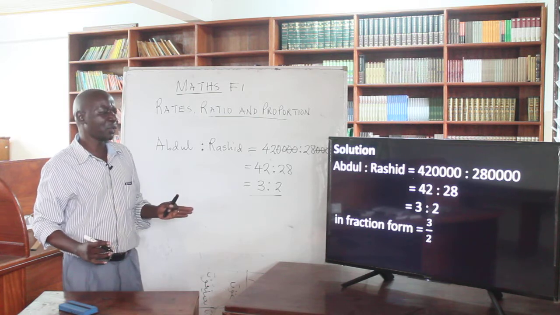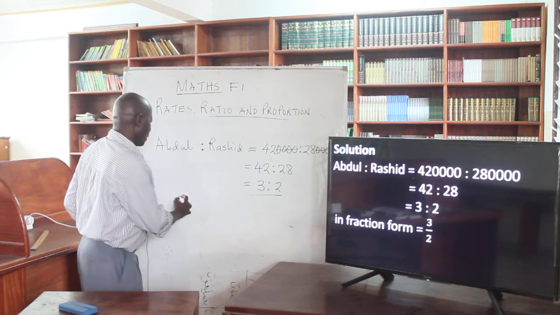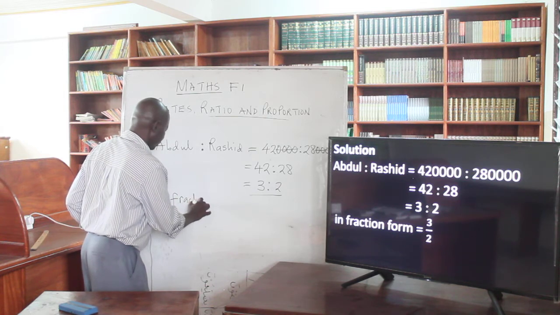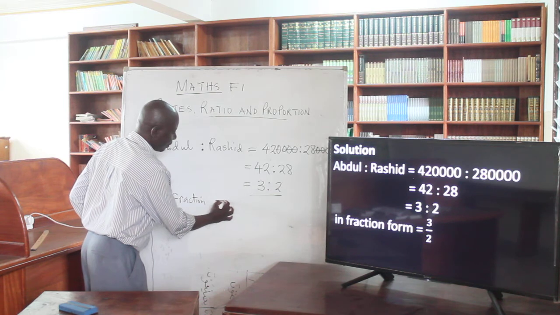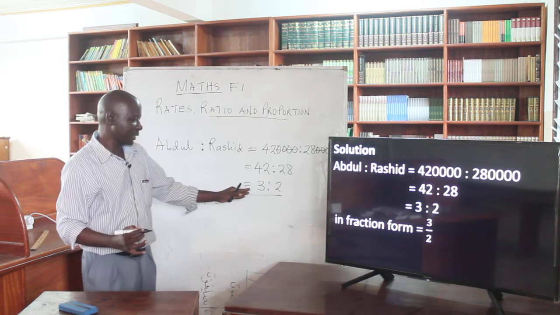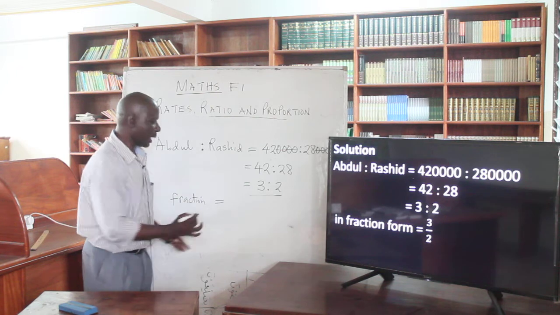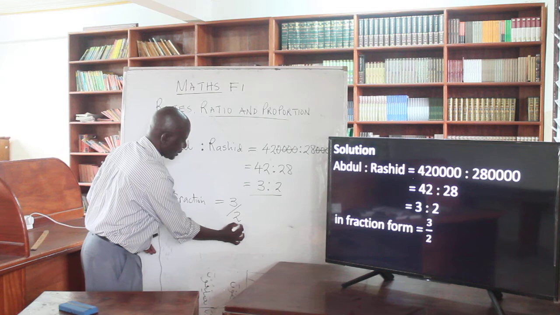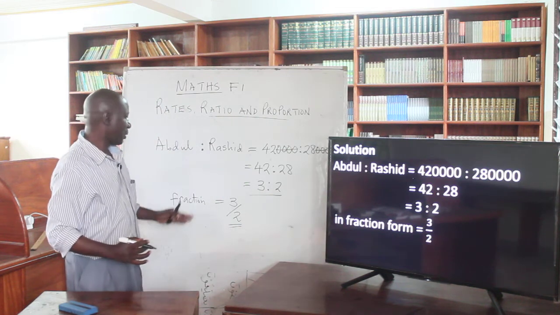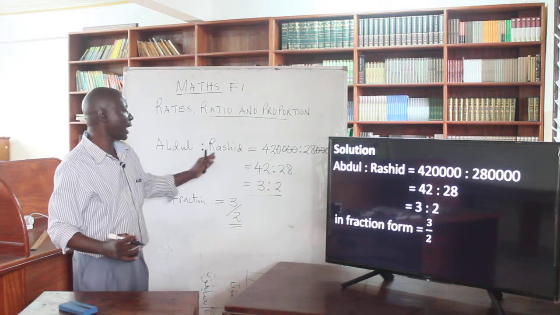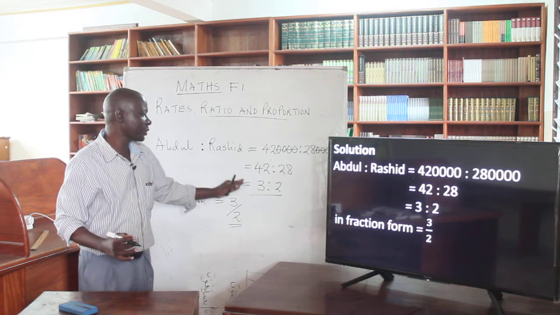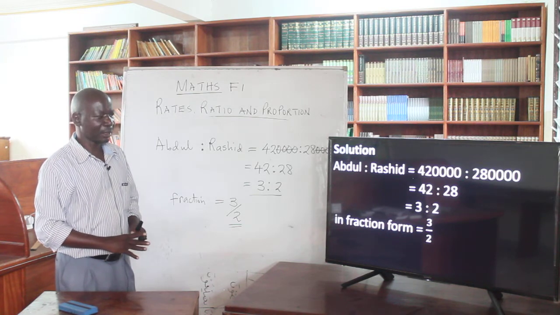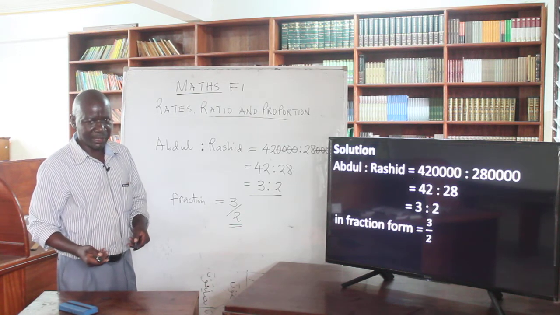We can put that ratio in terms of a fraction. In fraction form, the first digit becomes the numerator, so it will be 3, over the second digit. That is how we put it in fraction. We cannot say Abdul to Rashid in terms of a fraction and start with the 2 is to 3. No, it will be 3 divided by 2. And look at these other examples.